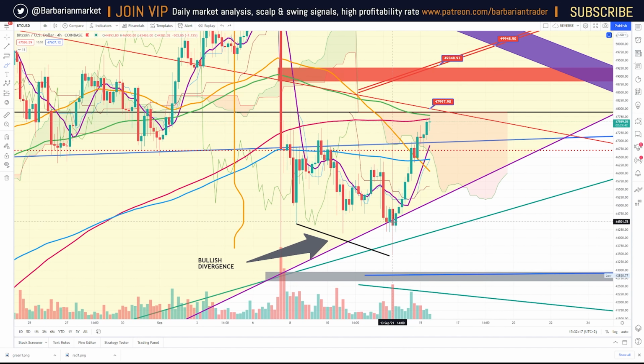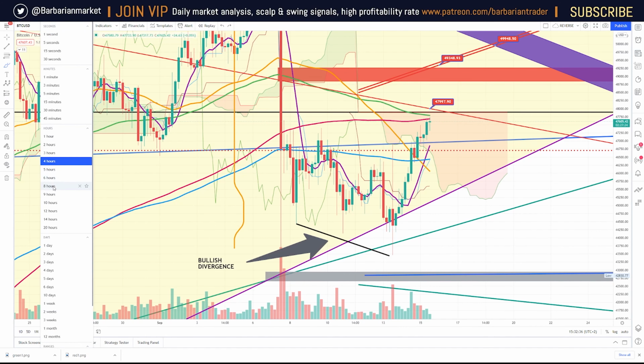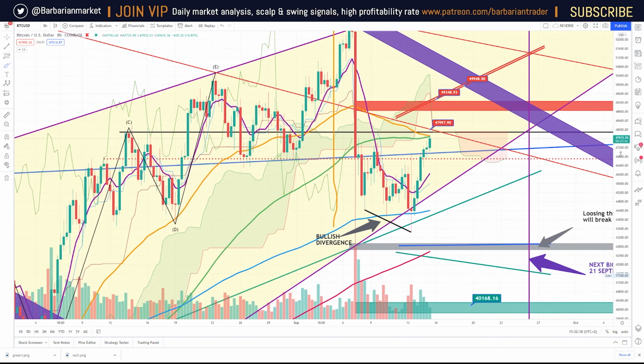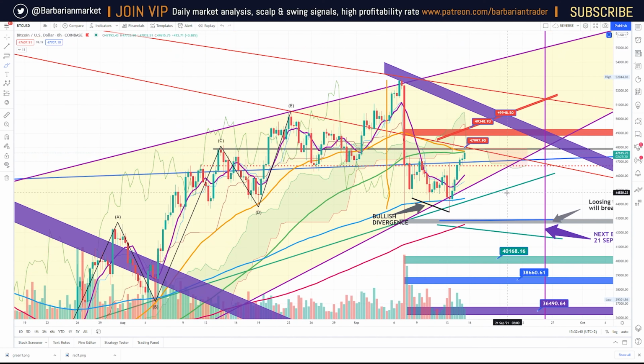So for the moment they have made just the first leg up. Maybe they'll come and test this area as support and might continue with the second leg up. Who knows? We'll see. Let me go back to 8 hours as it's a little more clear. Okay, so what we have here, sorry.